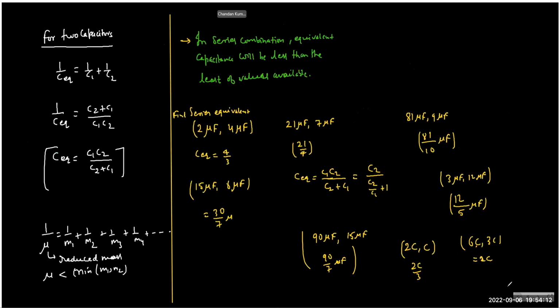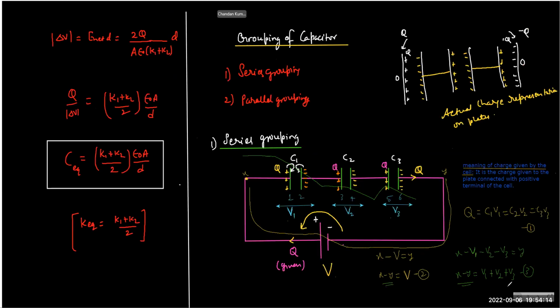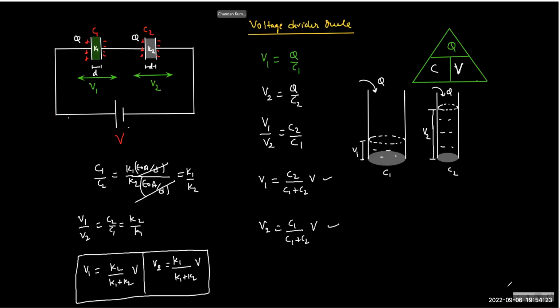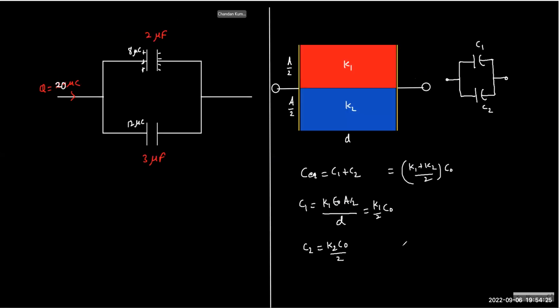Oh my God. Eventually we got the answer. Anyway, I hope this is simple. Yes, so C2 is K2 C naught by 2. I mean, sorry, C equal to, we got the answer.